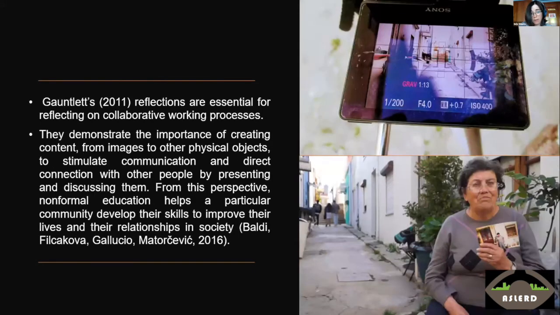So Gauntlet's reflections are essential because they demonstrate the importance of creating content from images or other physical objects, because they are a way to stimulate communication and direct connection with other people by presenting and discussing them. So from this perspective, non-formal education helps a particular community to develop their skills, to improve their lives and their relationships in society. And also, Gauntlet indicates that by making something, we are engaging in the process of discovery and idea creation.